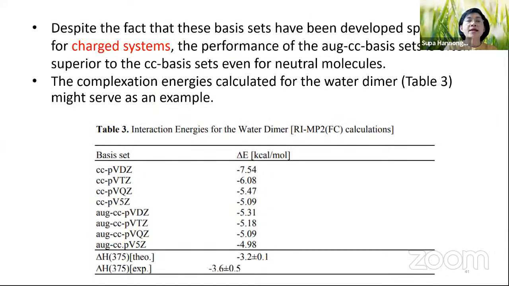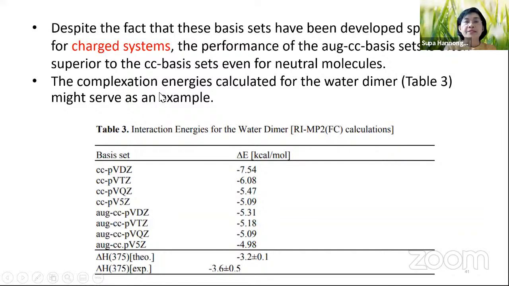Also, in terms of energy for charged systems, the OCC basis set is superior to the CC basis set. If you use a charged system, then you need the OCC.